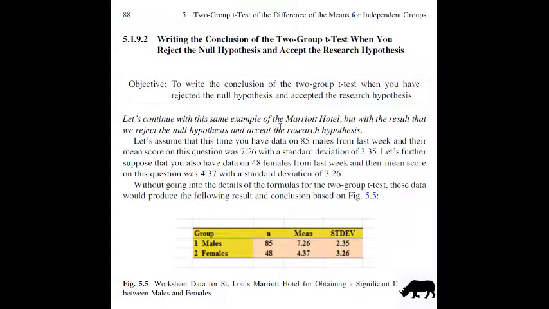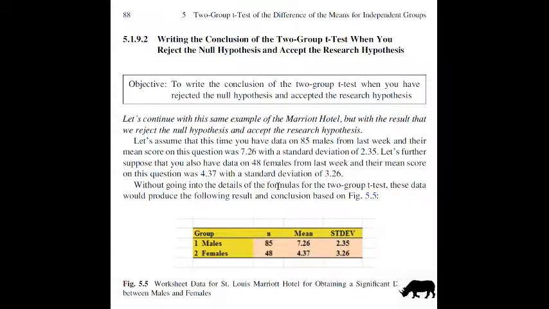Writing a conclusion of the two-group t-test when you reject the null hypothesis and accept the research hypothesis. Objective: to write the conclusion of the two-group t-test when you have rejected the null hypothesis and accepted the research hypothesis. Let's continue with this same example of the Marriott Hotel, but with the result that we reject the null hypothesis and accept the research hypothesis.